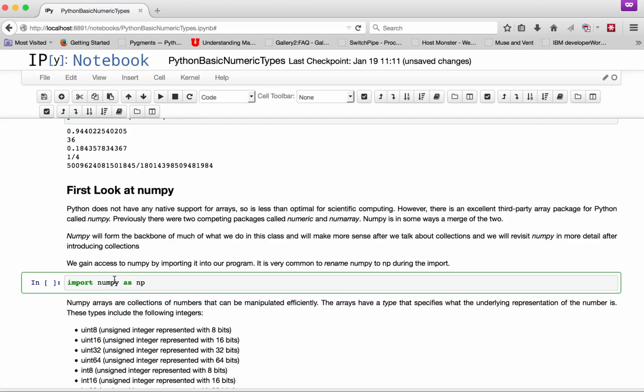So we get this package by importing NumPy. It's very common to rename the package as we import it. So here we're going to import NumPy as np, just to shorten it up a little bit.